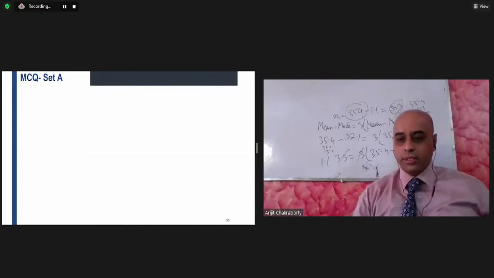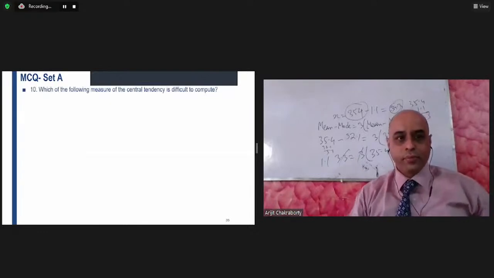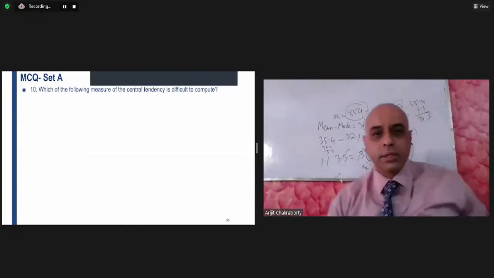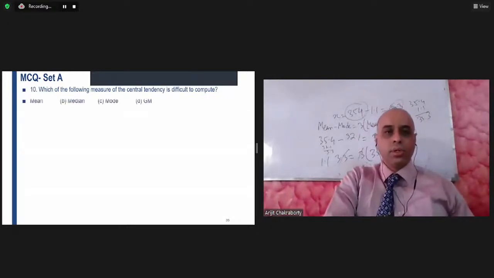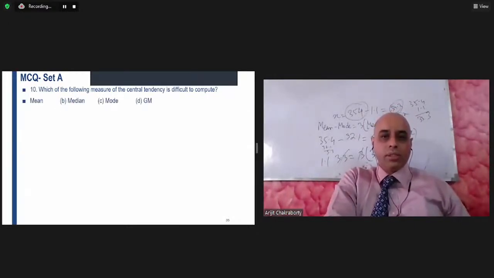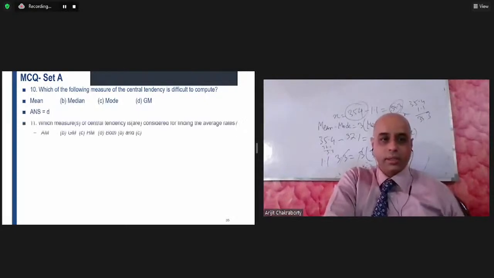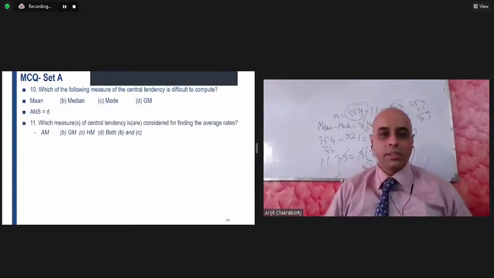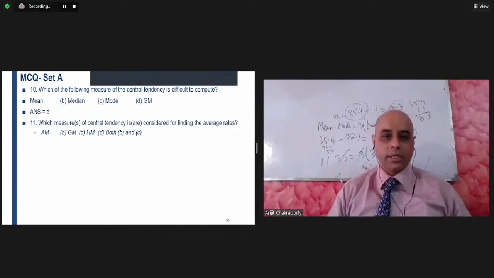Acha, now we come to the last part, MCQ set A. Which of the following measures of central tendency is difficult to compute? Mean, median, mode, and GM. Well, most difficult is GM. So answer D is the right answer. Which measure of central tendency is considered for finding the average rates?